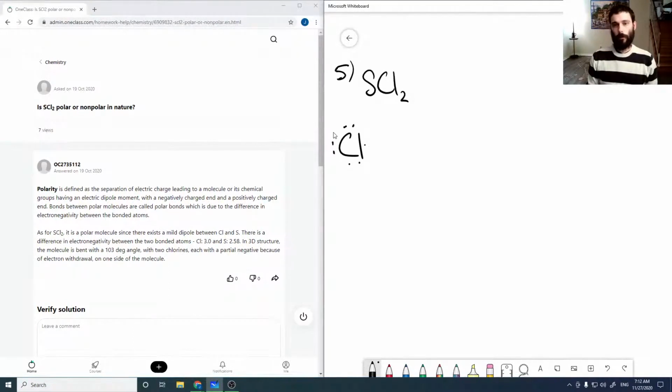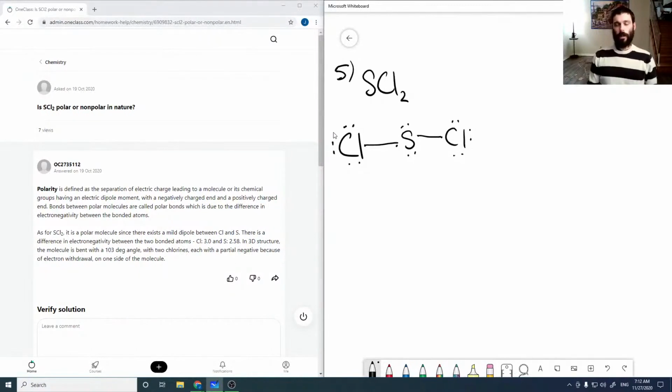So chlorine would be like this, as it has 7 valence electrons. Sulfur is similar to oxygen. So it's got 2 lone pairs and two electrons for bonding, or 2 non-paired electrons. And so we're going to get bonds in here. So that all looks good.